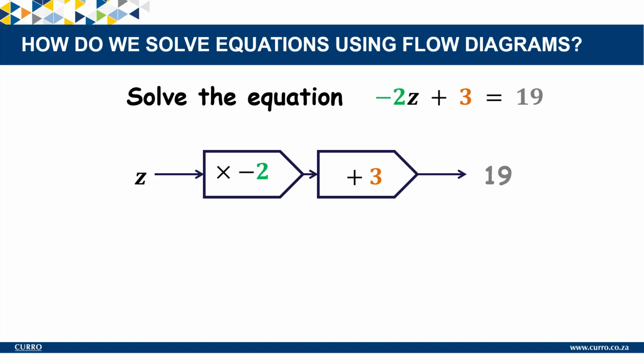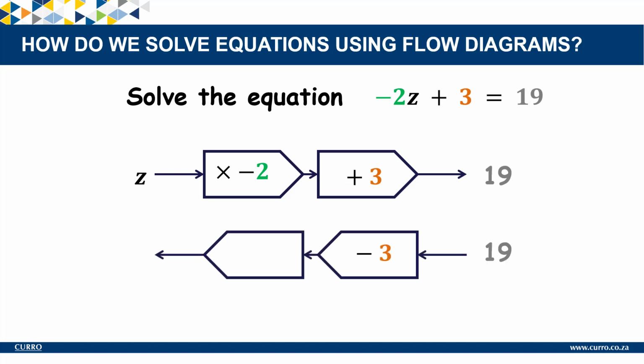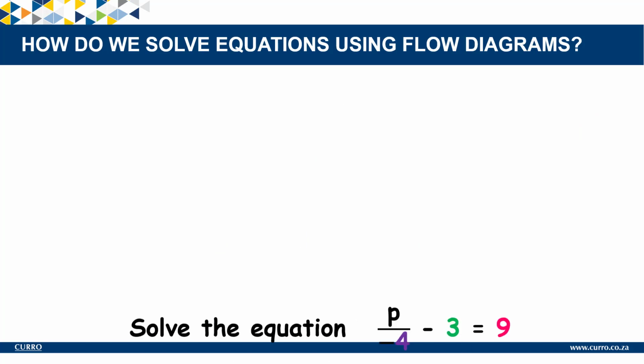To solve the equation, we start with 19, and then we work backwards. We subtract the 3, and we divide not by a positive 2, but by a negative 2. The number is negative. It's the operation that we have to change. And that is equal to negative 8. Let's test our answer. Is negative 2 times negative 8 16? That gives us 16 plus 3 is 19. Yes, we solved for z.